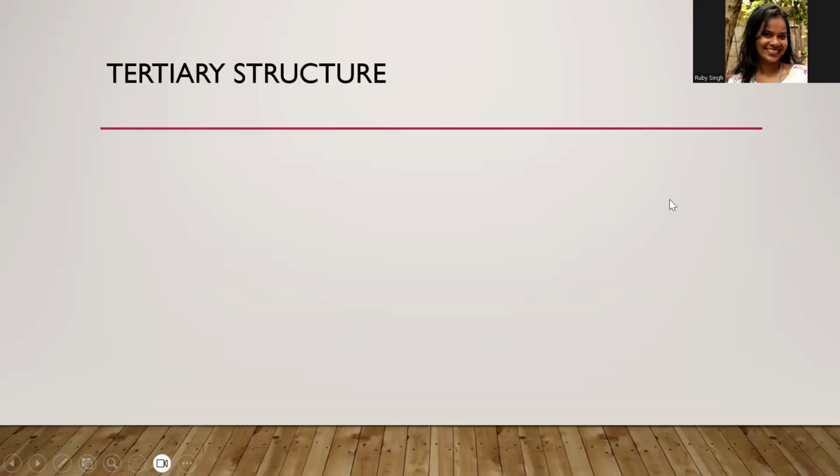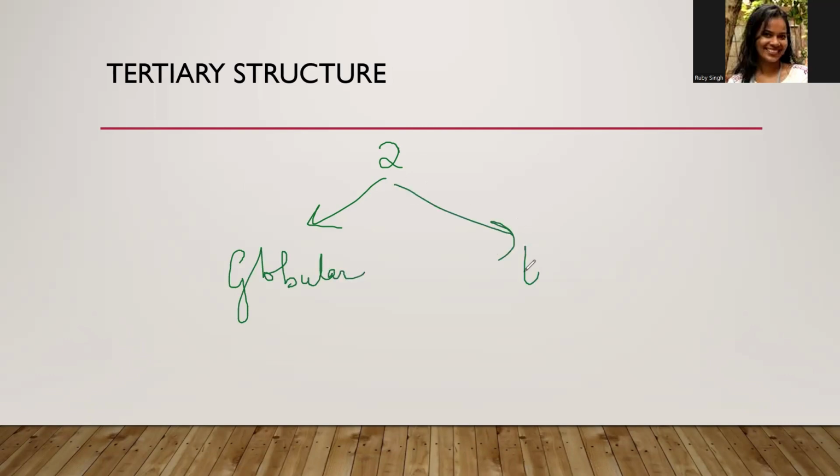So in the case of tertiary structure, we call them the domains. The tertiary structure of a protein is made up of one or more polypeptides coming together, and those are known as the domains over here. Okay. Now coming to this tertiary structure, these can be of two types. One could be your globular and the other could be your elongated.